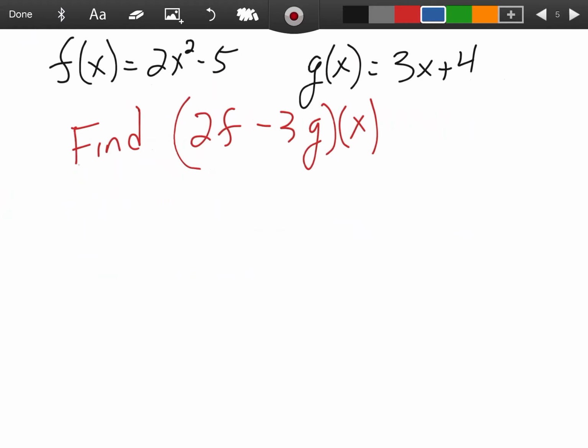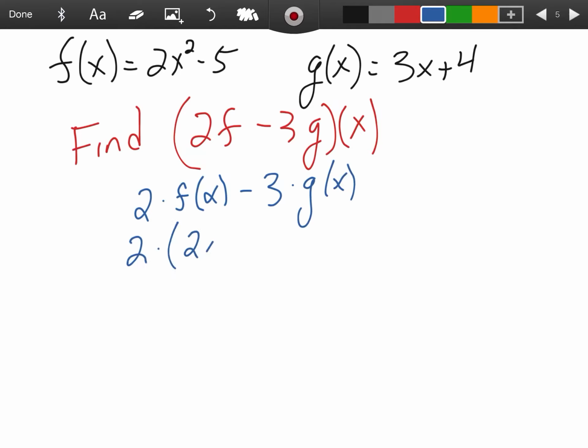So for this one, we're given f of x and g of x, and we want to find what's 2f minus 3g of x. So now this looks confusing, but really all this is just 2 times f of x minus 3 times g of x. So just plug in f of x and g of x and then simplify. All right, and I'm not going to show out all this simplifying. You guys are strong enough in algebra that you don't need me to show you how to distribute and then combine like terms. All right, so you just simplify that down.